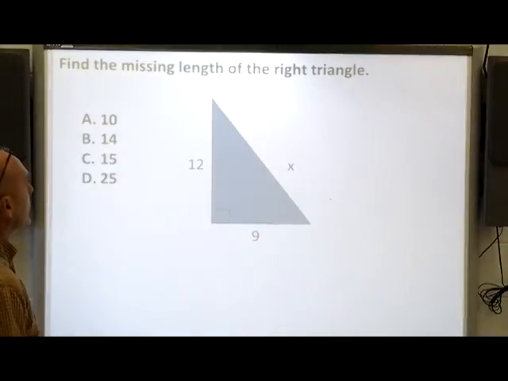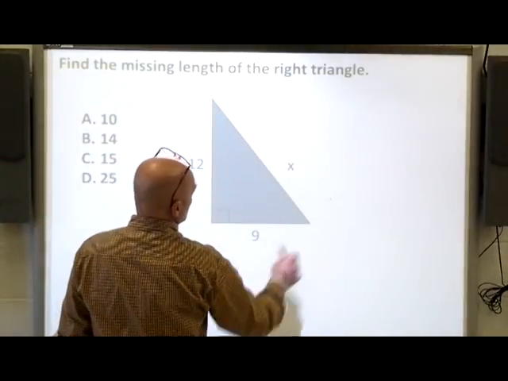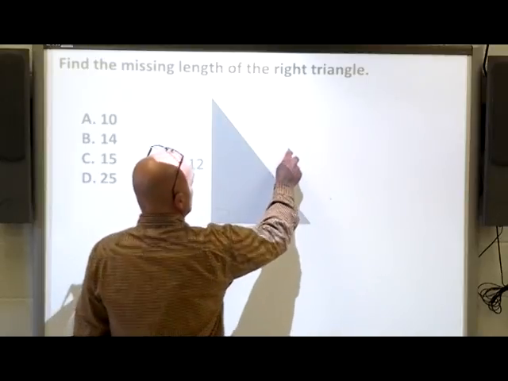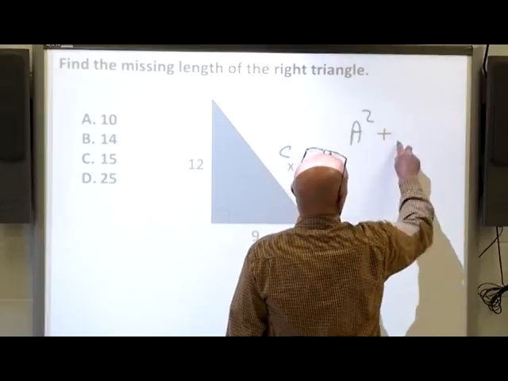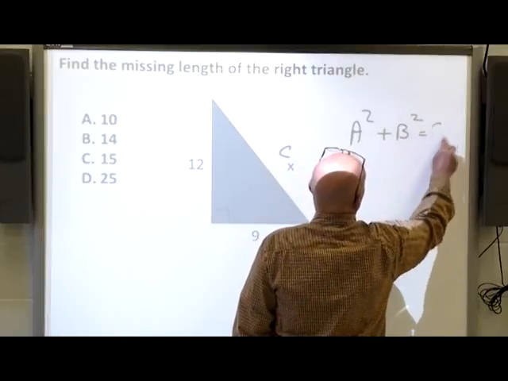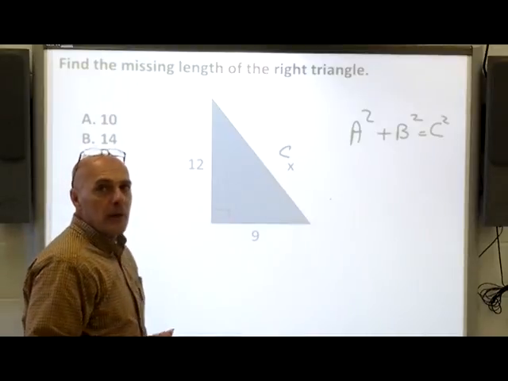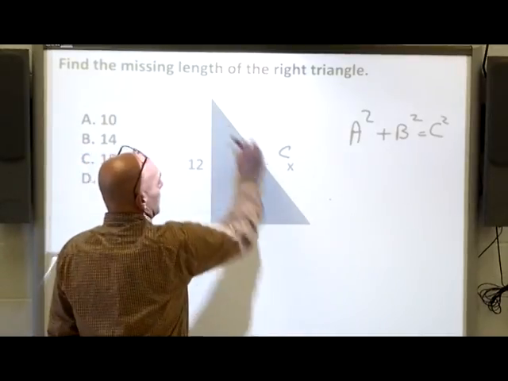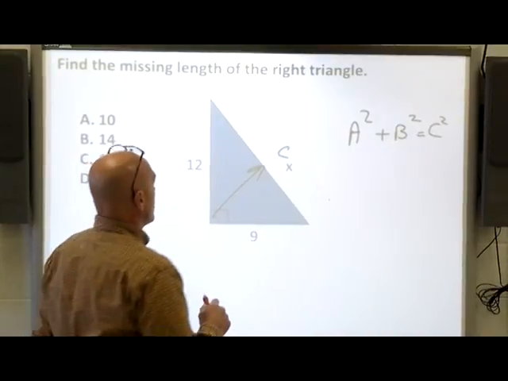The first one here is, as you can see, we've got 12 and 9. They are the two shorter legs. X is going to be C. As stated previously, your formula is a squared plus b squared equals c squared. A, B, they can interchange. It doesn't matter which one is which. The important one here is C, which is the hypotenuse across from the 90.